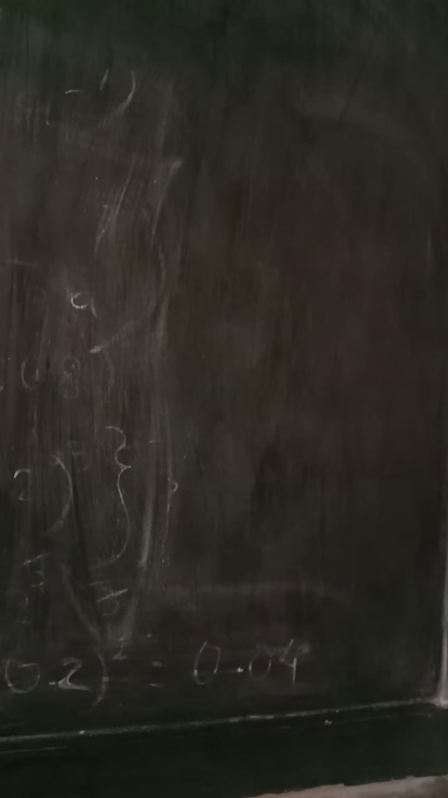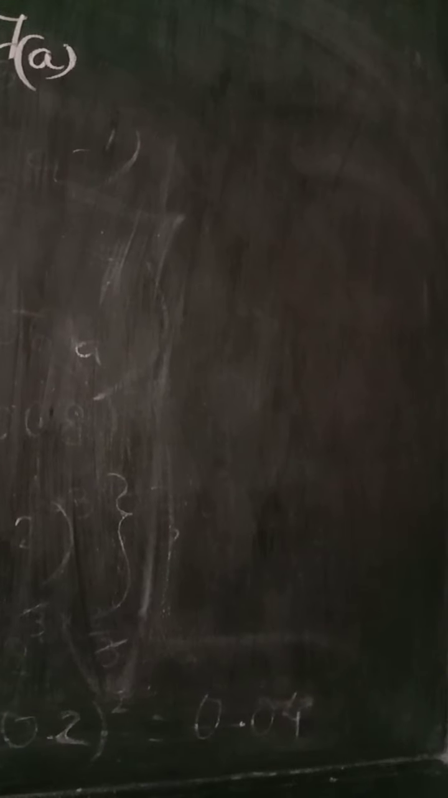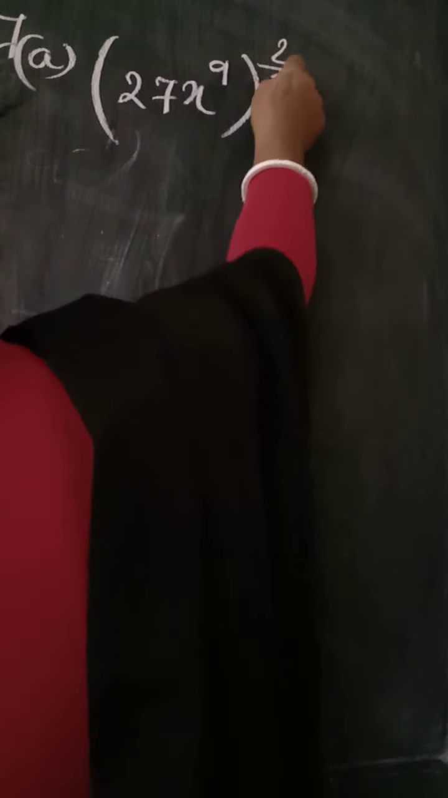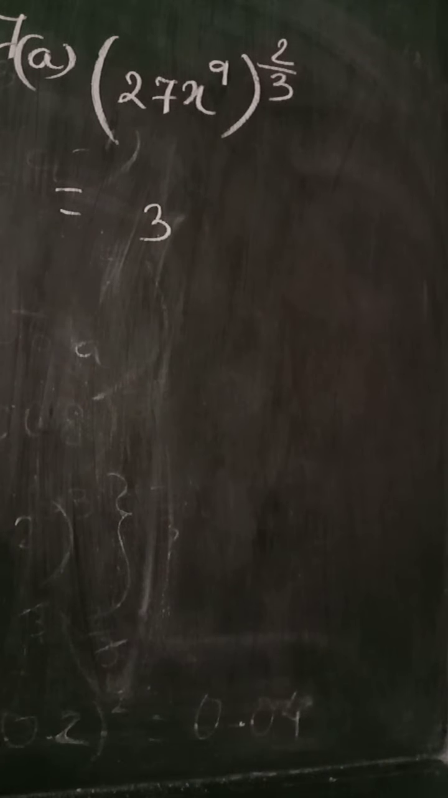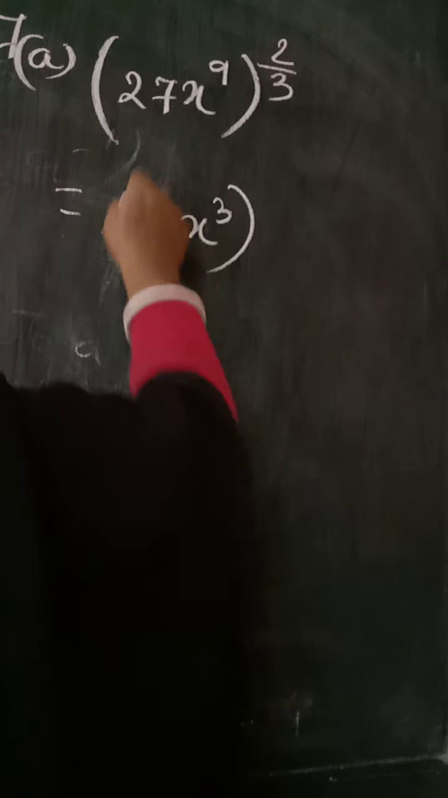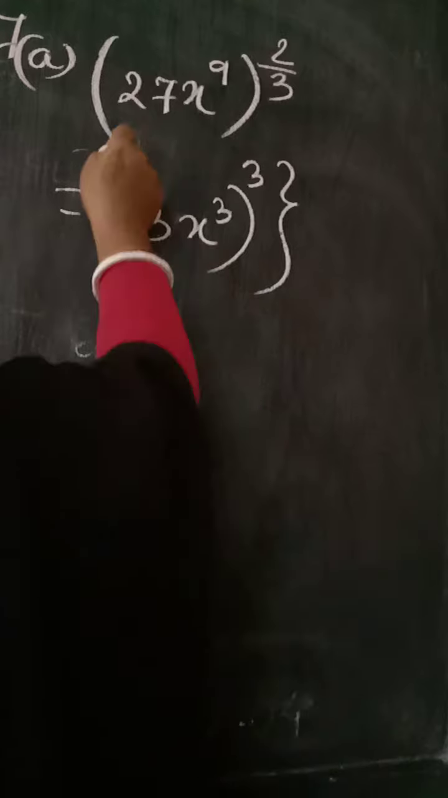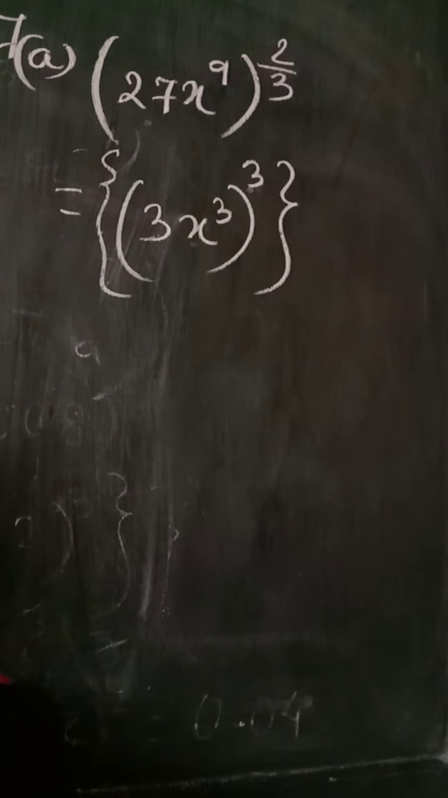Look at question number 7A. The question is 27x to the power 9, whole to the power 2 by 3. Now this 27 I may write as 3 cubed, and they have given x to the power 9. So x cubed whole cubed could be written as x to the power 9. We are getting 3 cubed is 27, x cubed whole cubed is x to the power 9.